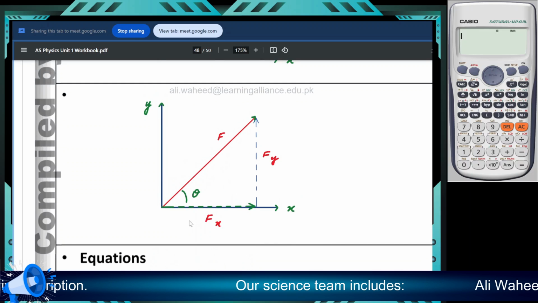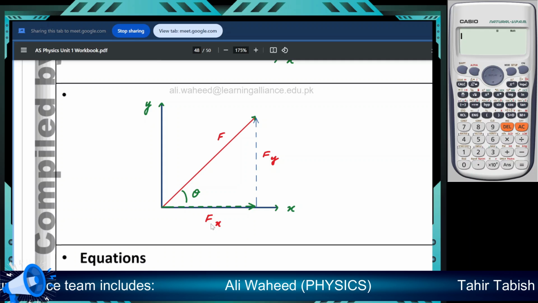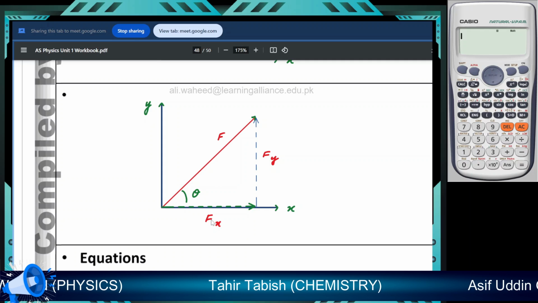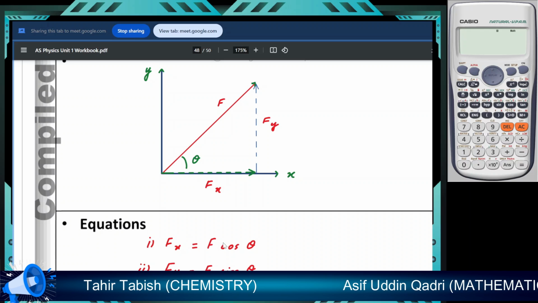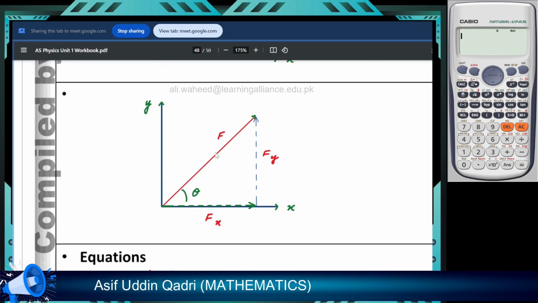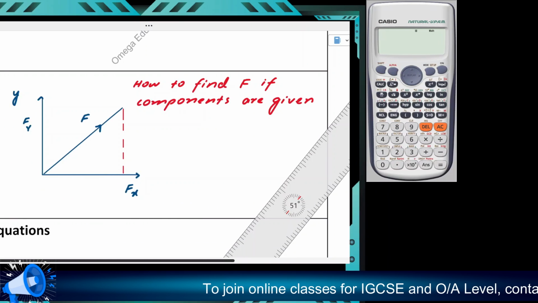Likewise, if you use cos theta, then cos theta equals Fx over F. And if you rearrange it for Fx, you get the expression Fx equals F cos theta. And you can also make an expression for tan theta. So tan theta would be perpendicular over base. So tan theta would equal Fy over Fx.